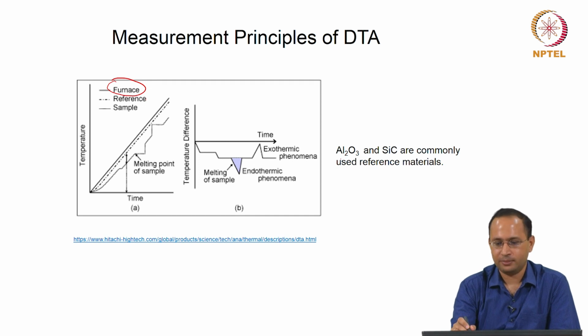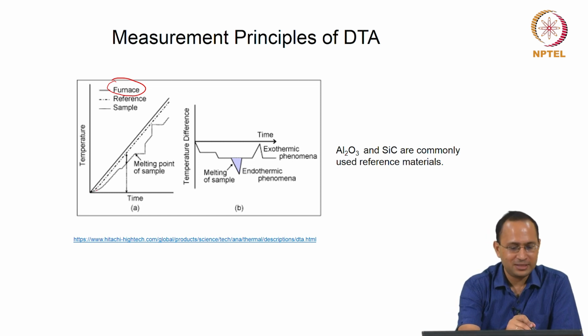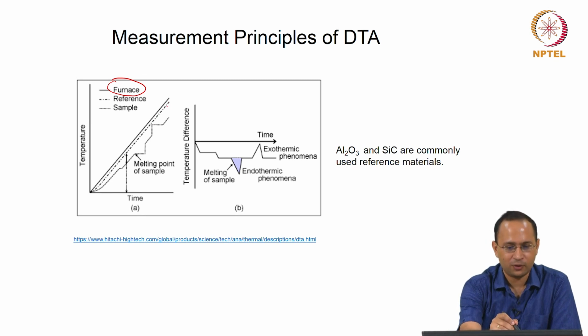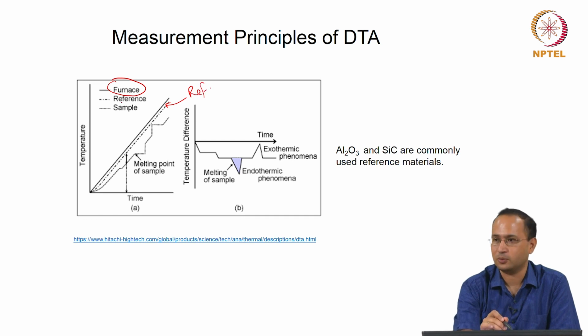I have mentioned here alumina, silica, and silicon carbide are commonly used reference materials because they do not change with the temperature in the range we are interested in, right. So, you see some lag here, but more or less the reference temperature also is increasing at the same rate, clear. You have this dotted one for reference, right. You can look at the legend also.